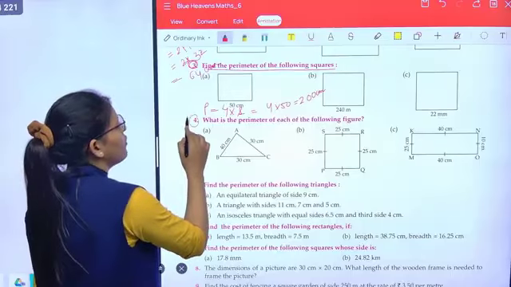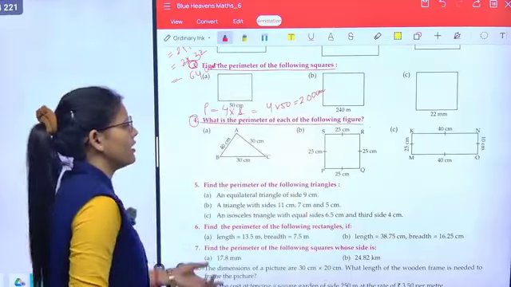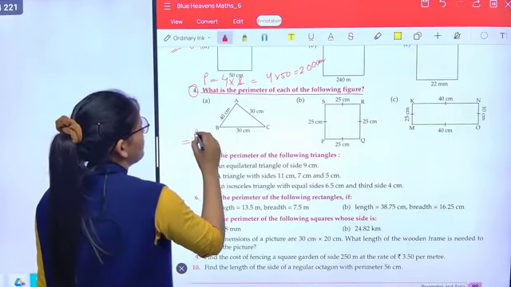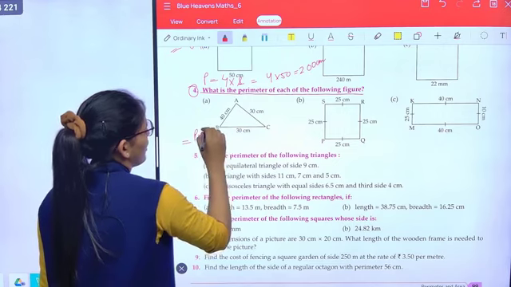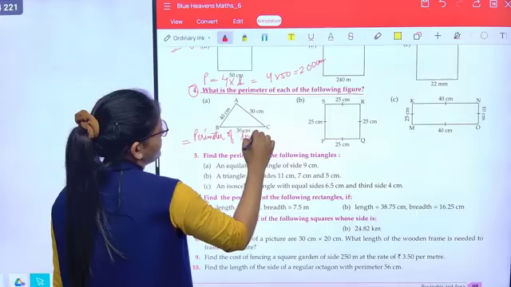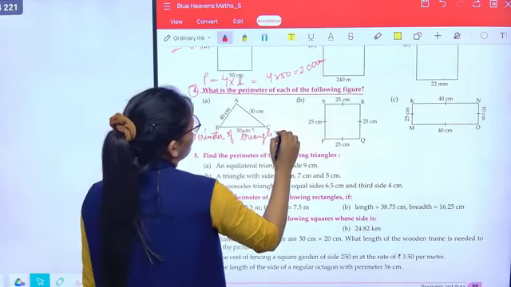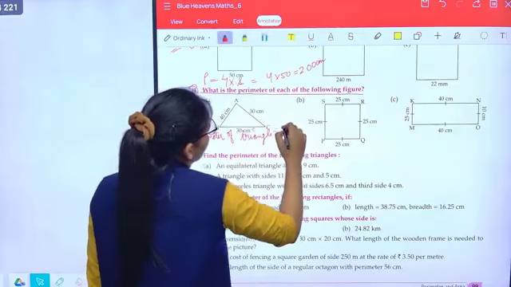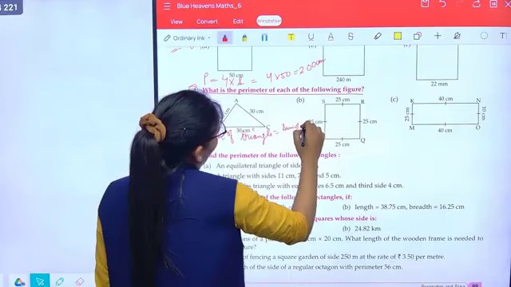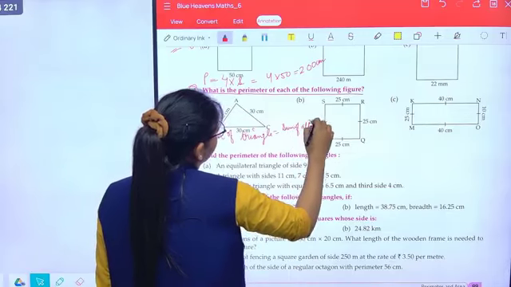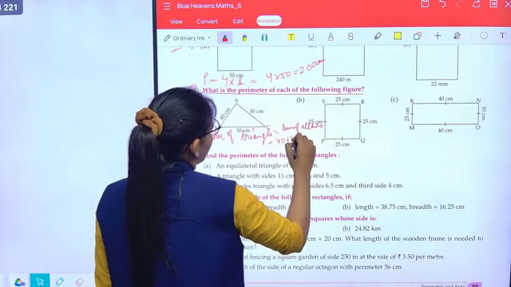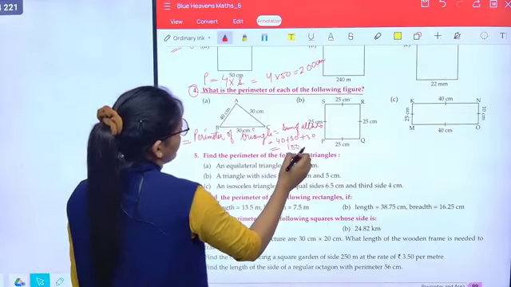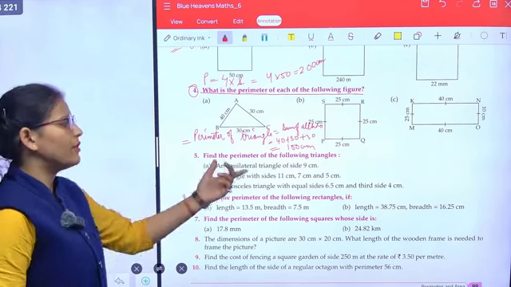Come on, question number 4. What is the perimeter of each of the following figures? Class, this is a triangle. So class, perimeter of triangle is equal to sum of all sides, 40 plus 30 plus 30. Now class, that is 100 centimeters. Rest of the parts, do yourself.